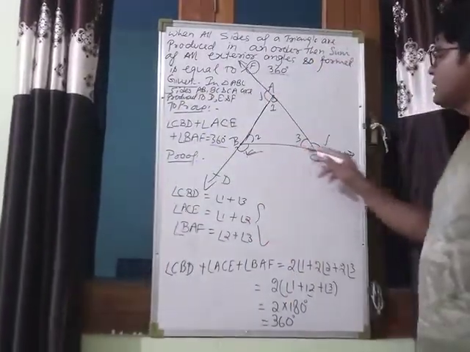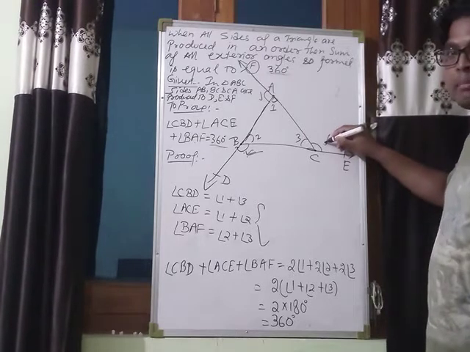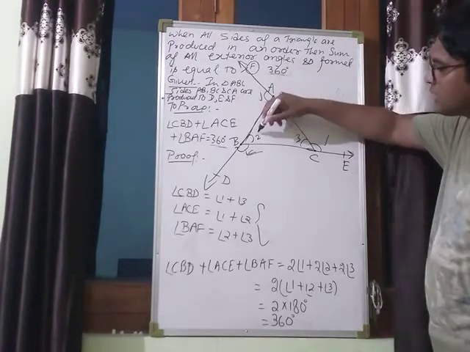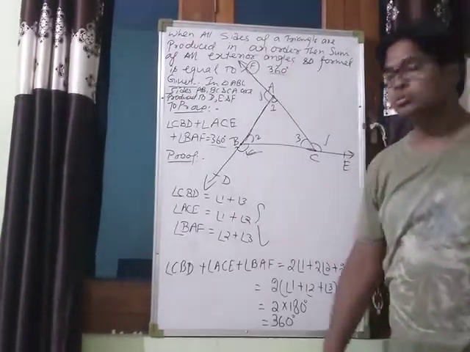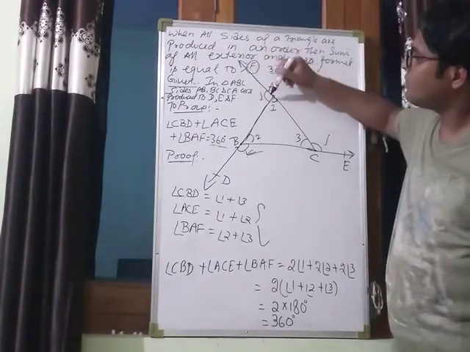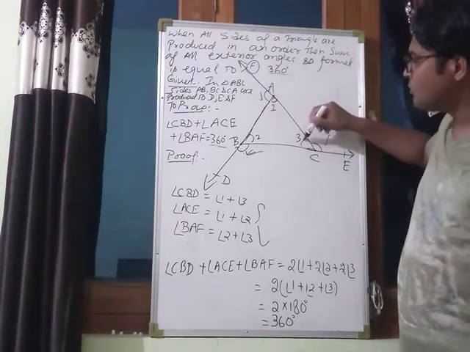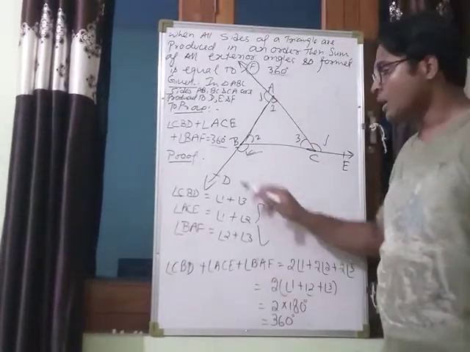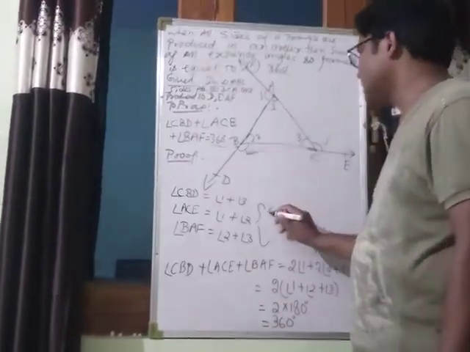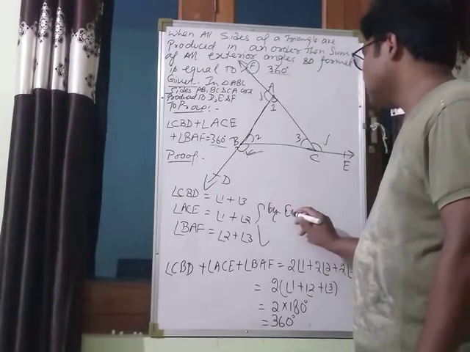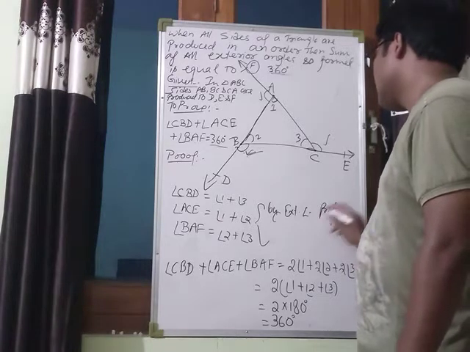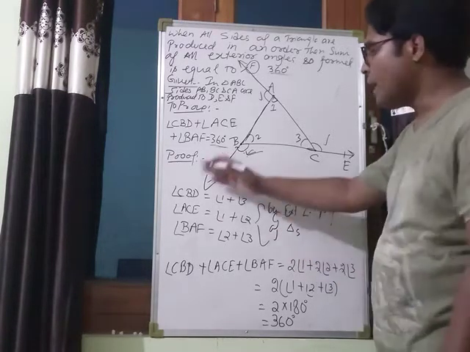Okay? And when side BC is produced, this angle ACE is formed. By the exterior angle property of a triangle, angle ACE is equal to angle 1 plus angle 2. And when CA is produced, this angle BAF is formed. This exterior angle will be equal to angle 2 plus angle 3. All these are by the exterior angle property of triangles. Okay? Now add these three.